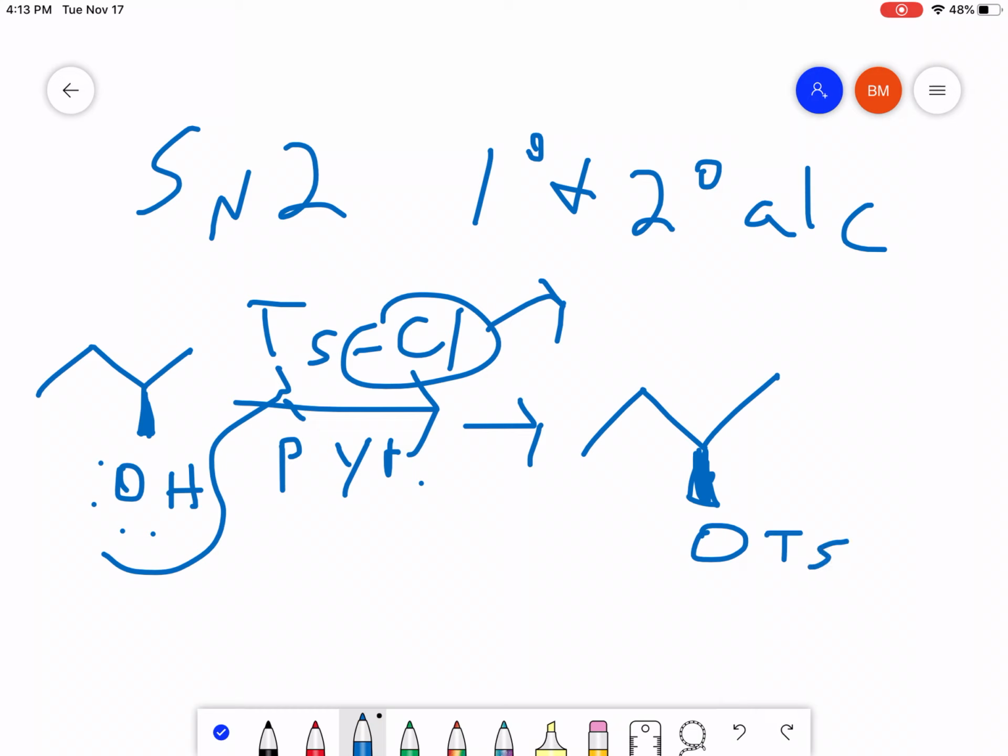All right, so that's something to remember. Whenever you're synthesizing a tosylate, you're going to retain whatever configuration that you had before. There's not going to be any inversion. There's not going to be any racemic mixes. You're always going to retain. Okay?